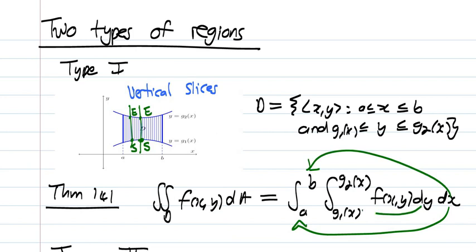And y starts on the curve g1(x) and y ends on the curve g2(x). So this is type 1 because if you make vertical slices, all of the starting points lie on the same curve and all the ending points lie on the same curve. And this is how you would evaluate this double integral. So this is type 1, where we make vertical slices of the region.